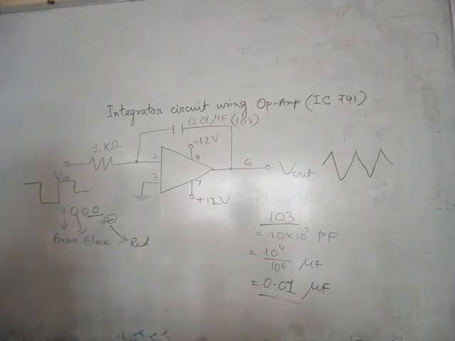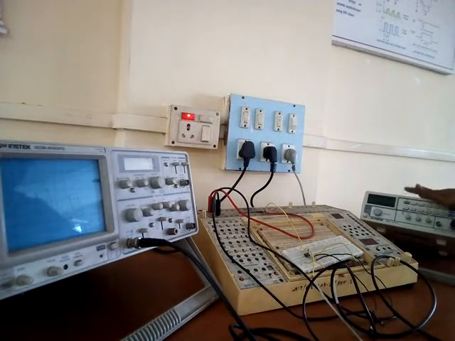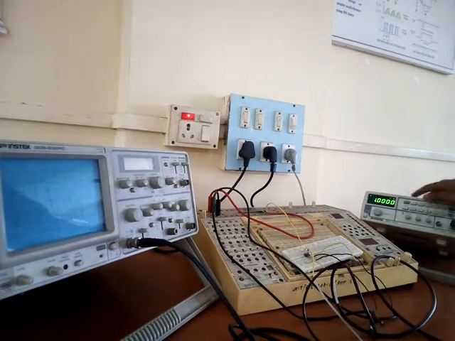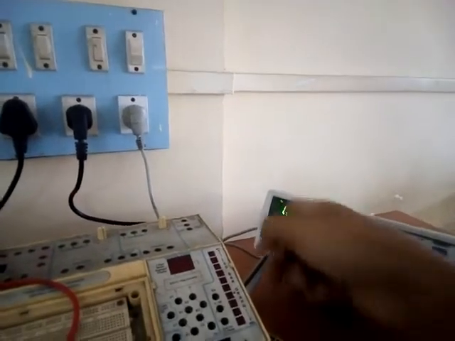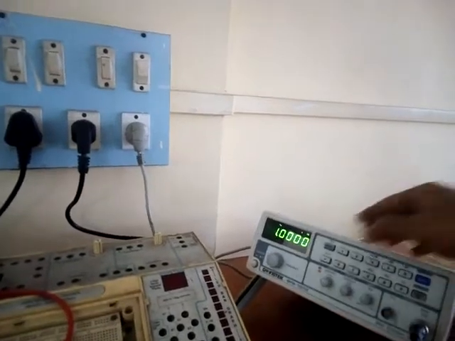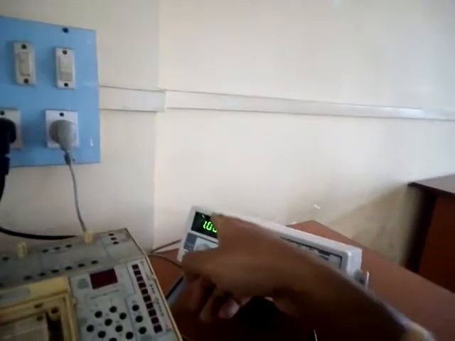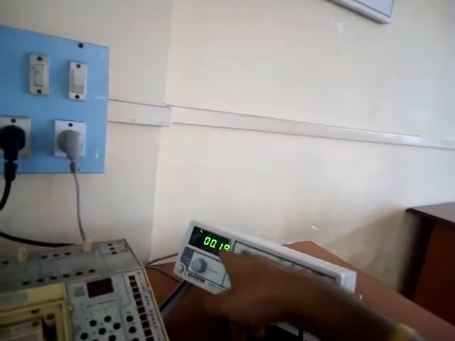Let's check in the kit. So now this is the kit. This is called the function generator. There are various types of waveforms. This is sinusoidal, this is square pulse, this is triangle. We have to give a square pulse. So now it is square pulse. The frequency is 1 kilohertz. If you press shift and then V, the value is 0.18 volt.